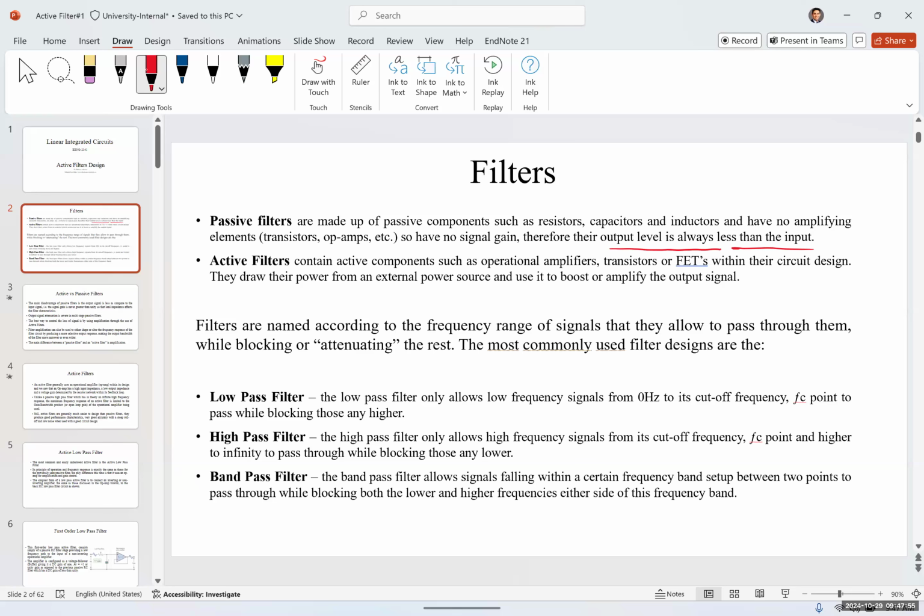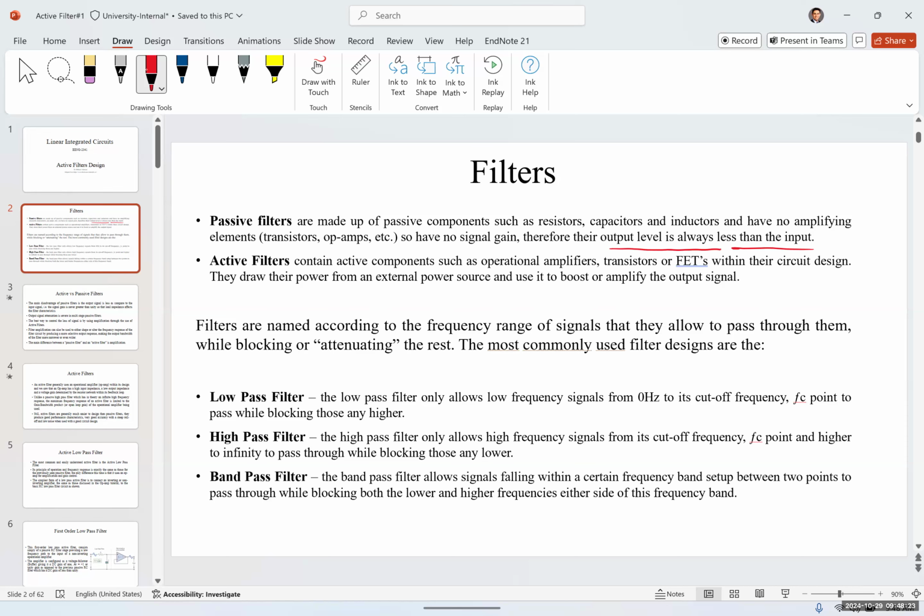And filters are also named according to the frequency range of the signal that they allow to pass through them, while blocking or attenuating the rest. The most commonly used filter designs are low pass filter, high pass filter, and band pass filter. And notch filter is basically a band pass filter, and I'll explain, or what they call a stop band filter.